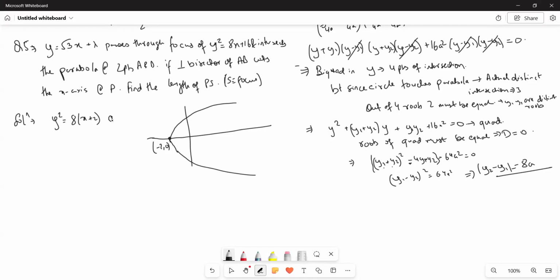And what is a of this parabola? 2. So in that case, what would be the focus of the parabola? Focus would be origin. So y equal to root 3 x is a line passing through the origin, the focus. So what would that imply for lambda? Lambda is 0. So the line is y equal to root 3 x.